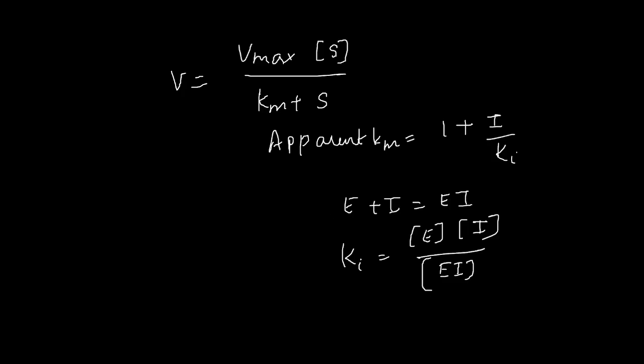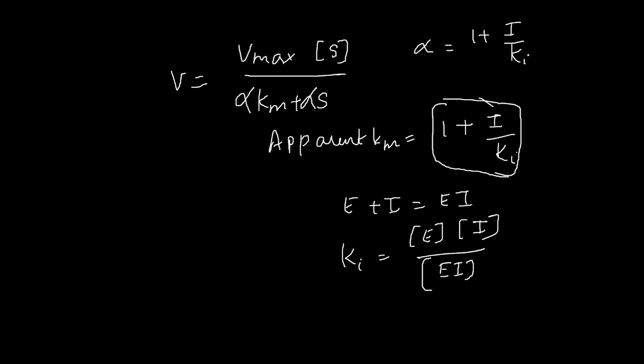So in the presence of inhibitor, you need to write alpha here, and alpha here, where the value of alpha is going to be this thing. Alpha is going to be 1 plus I divided by Ki. And you can calculate it also.